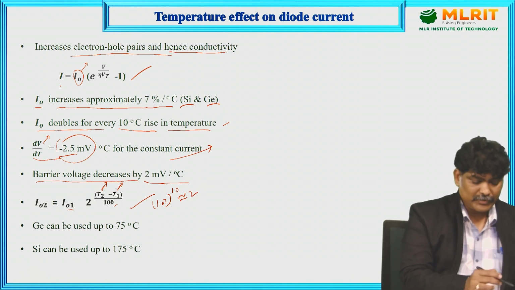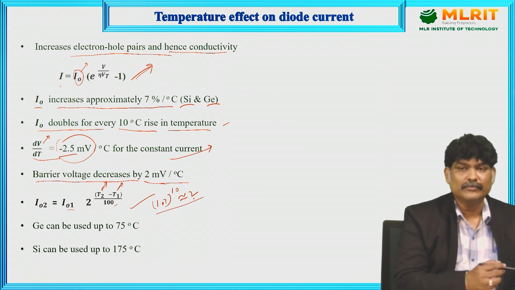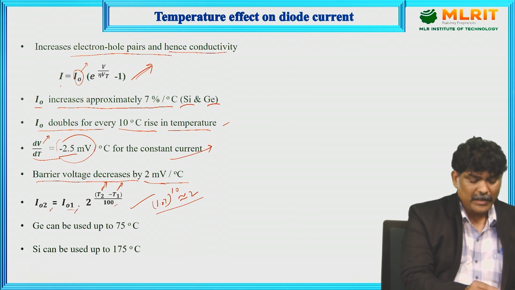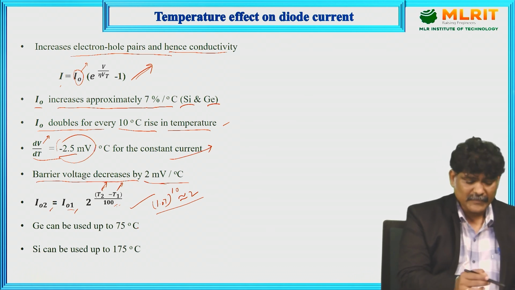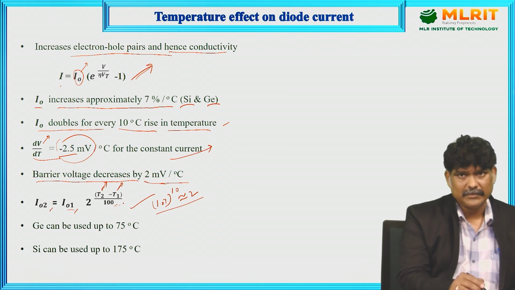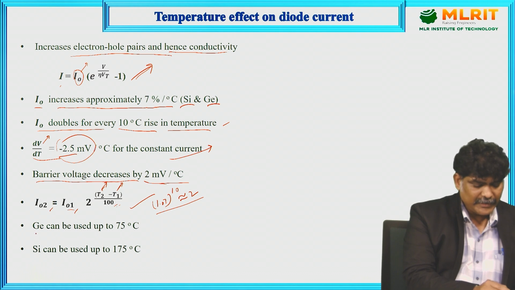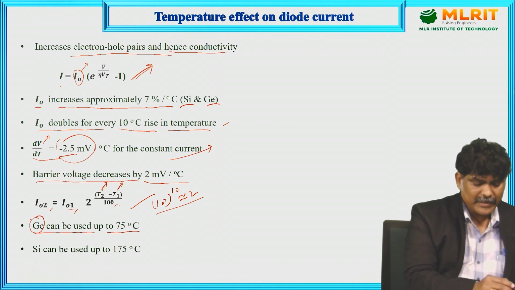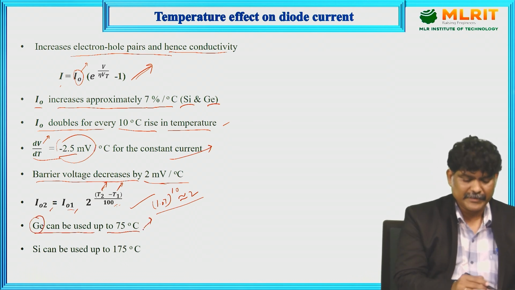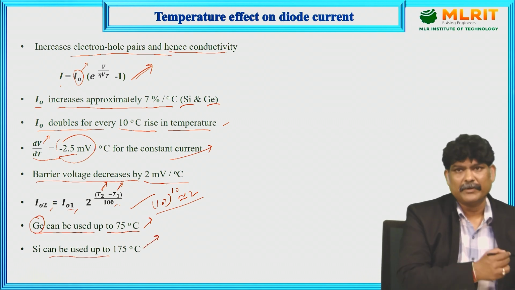1.07 to the power 10. If you solve this in the diode current equation, you will find this. Hence we can write I naught 2 is equal to I naught 1 into 2 to the power (T2 minus T1) by 10. This is common for both silicon and germanium semiconducting material. With this we can say germanium can withstand up to 75 degrees centigrade, whereas silicon can be used up to 175 degrees centigrade because of this temperature effect.